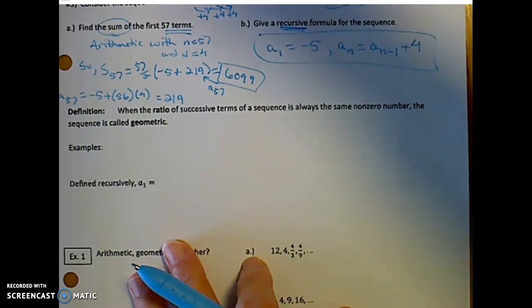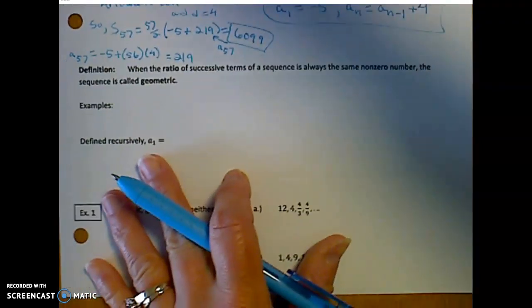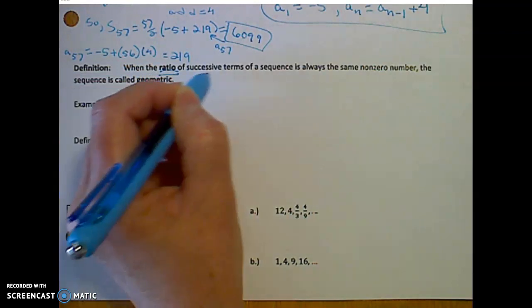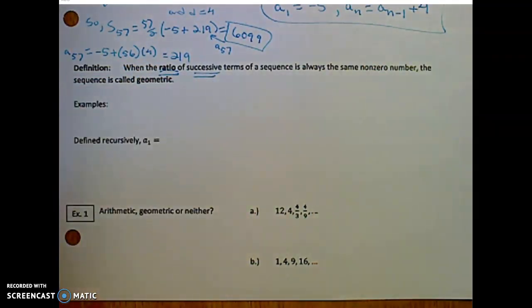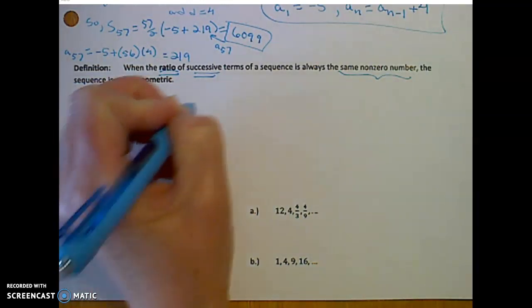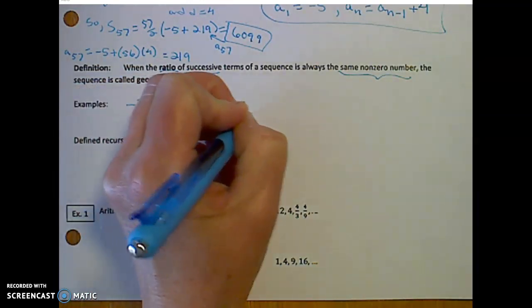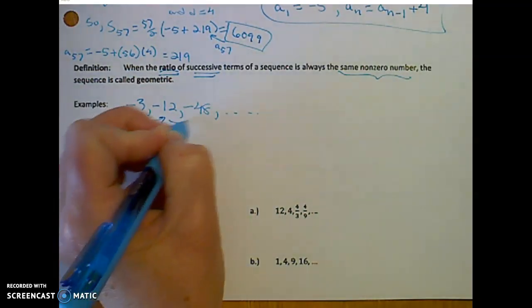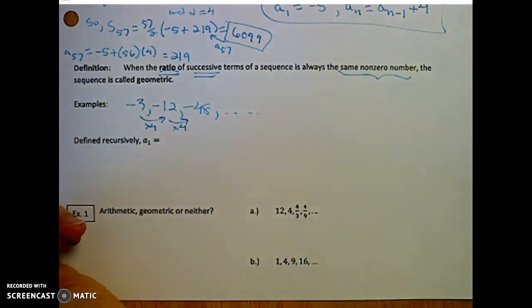Alrighty, you probably remember from Honors Math 1 geometric sequences. We'll do a quick review of some geometric sequences and how to find the nth term, and then tomorrow the sum of a geometric sequence. Anytime that the ratio of consecutive or successive terms in a sequence is the same number, then that sequence is a geometric sequence. Here's a couple examples of geometric sequences: -3, -12, -48, and so on. What am I doing? I'm multiplying by 4, multiplying by 4, and that's a geometric sequence.